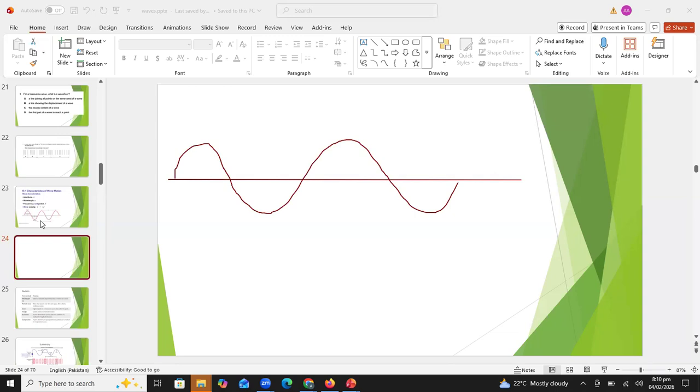So if I ask you to mark the wavelength, you can see the cycle is starting from this position and ending at this position. So this one is called wavelength, and the wavelength symbol is lambda. All right, this is the lambda. It's a Greek letter that is defined as wavelength.